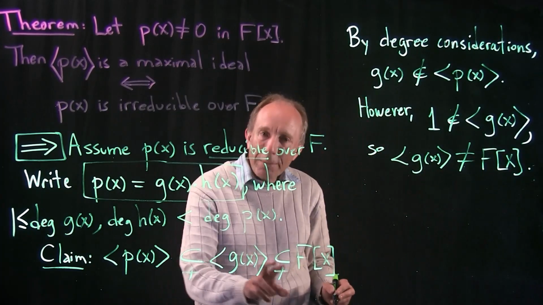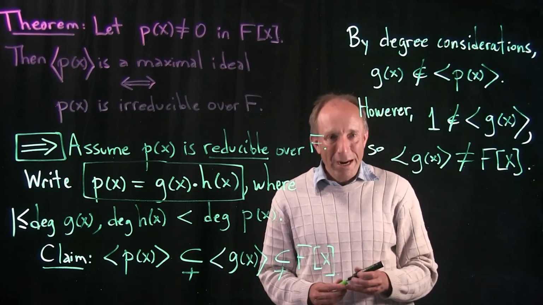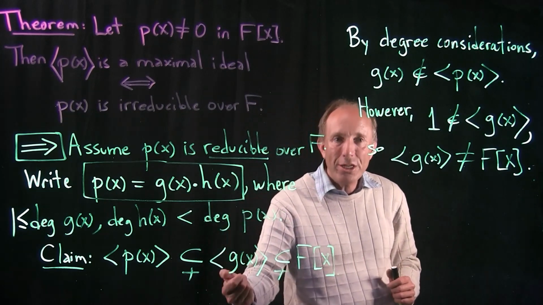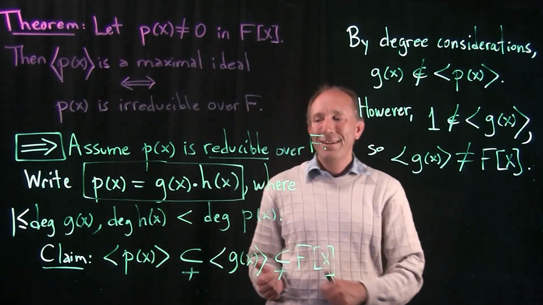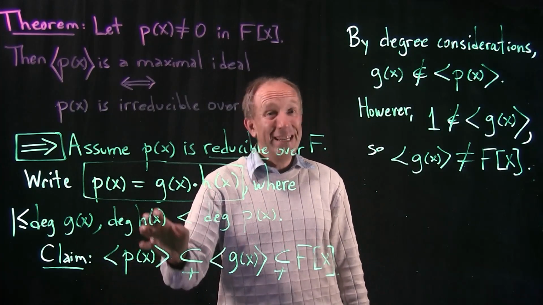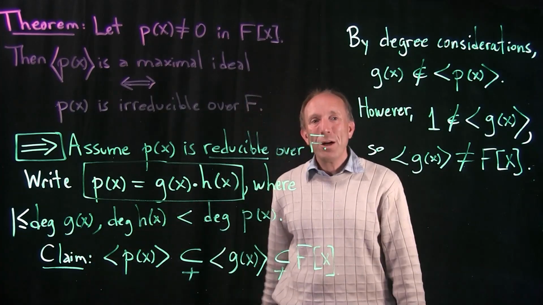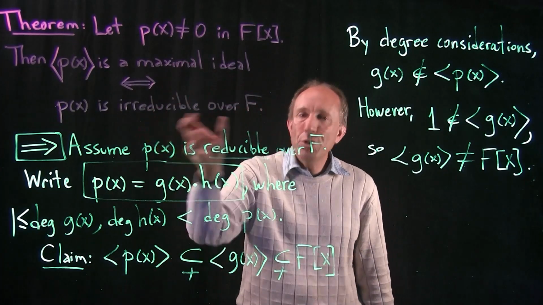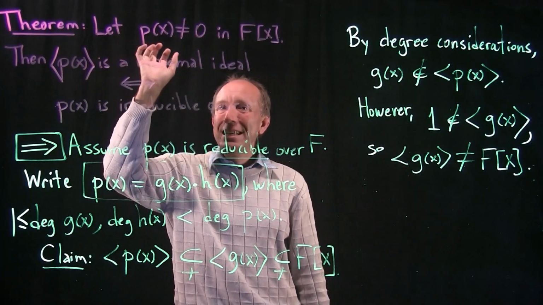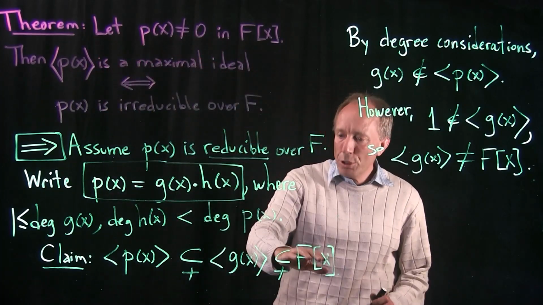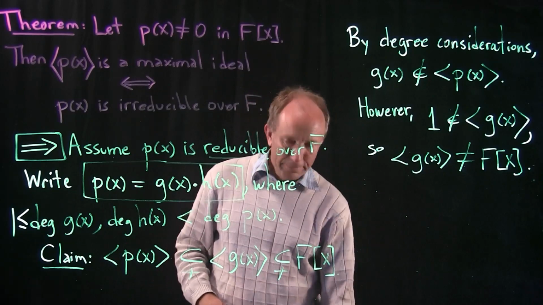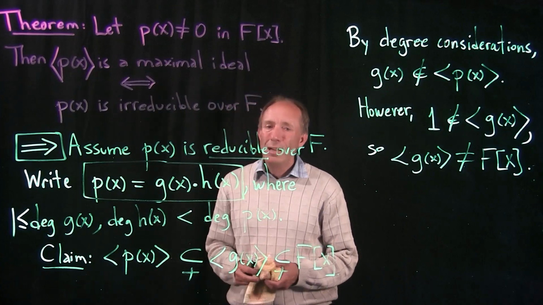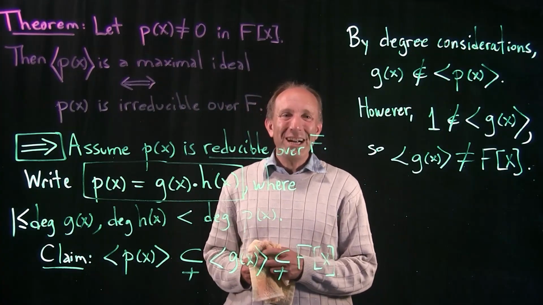So these proper subsets are in fact correct. We have in fact sandwiched an ideal generated by g of x strictly between the ideal that we're now saying is not maximal and the entire polynomial ring F of x. So if p of x is reducible, then our ideal is not maximal, which is what this claim basically shows. Okay, I'll let you pause and reflect on this for a moment. Feel free to do that, and then I will erase and we'll prove the other direction.